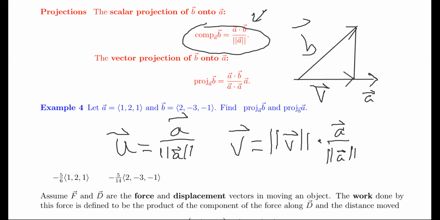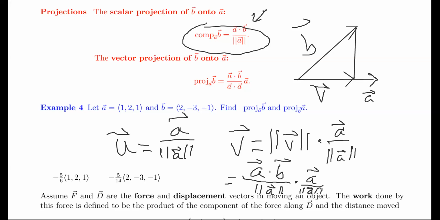And what was the magnitude of V? Well, that was the component of B along A, right? That's what we calculated in the first part. So if we rewrite all of this, we get that this vector V is equal to A dot B divided by the magnitude of A, times A over the magnitude of A.